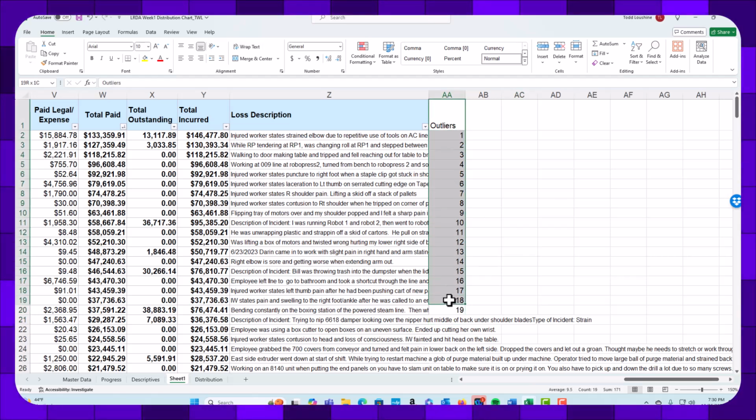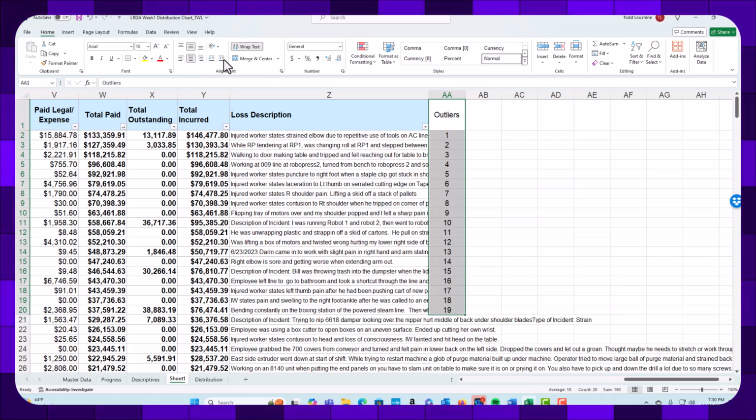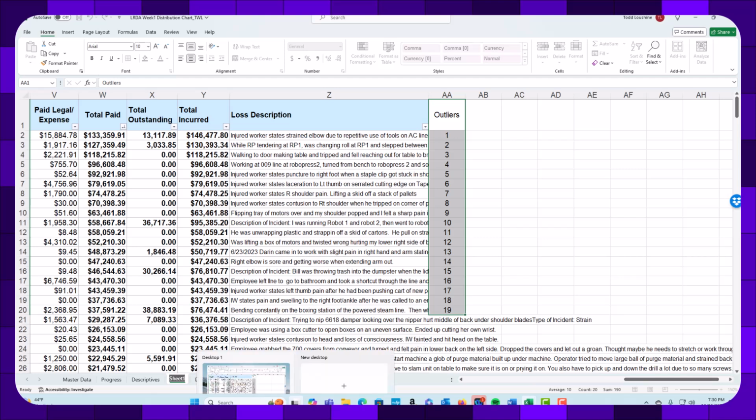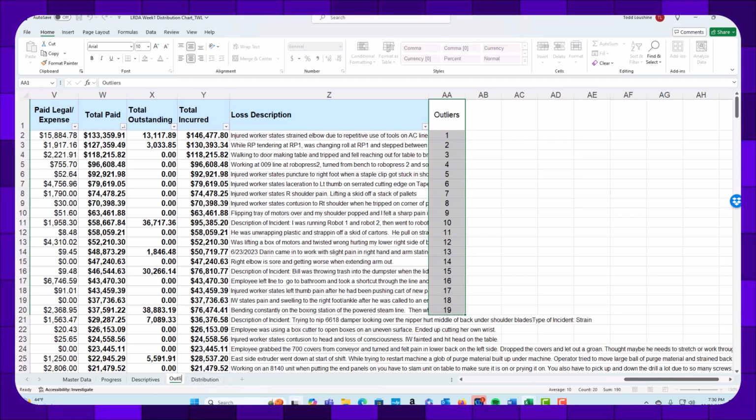Oh, sorry. I'm just trying to... my OCD, I'm just centering everything. All right. So here's what I want to do. And here I'm going to call it Outlier Setup.